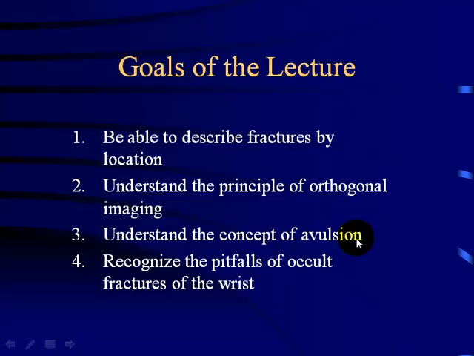Number 4, the so-called occult fractures of the wrist. When there is injury at the wrist, frequently we will not see it on the x-ray. So x-ray report will come back normal. Please do not rely on that normal x-ray report.